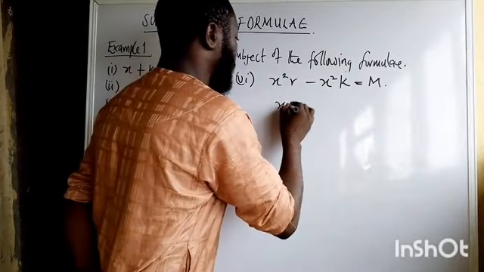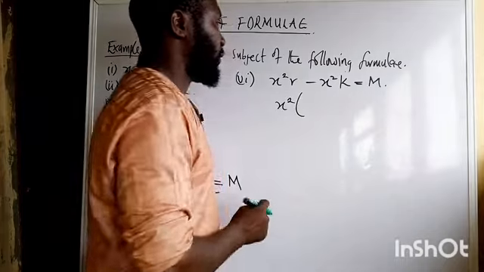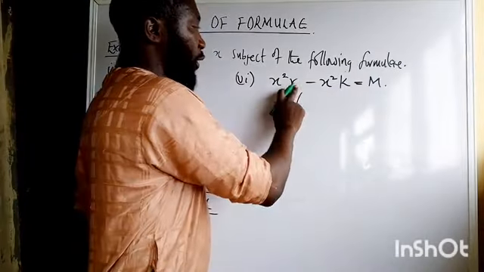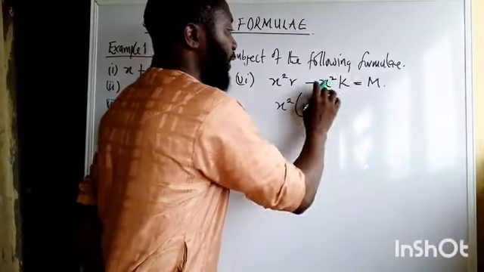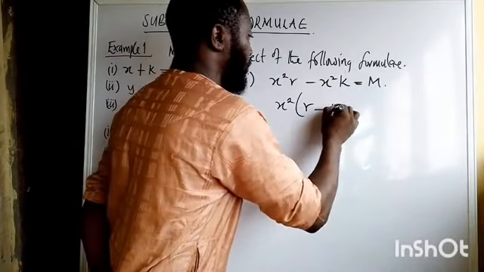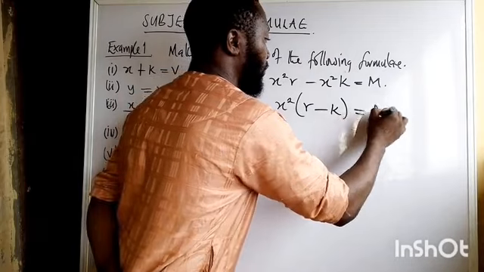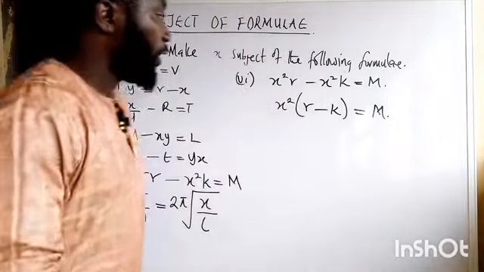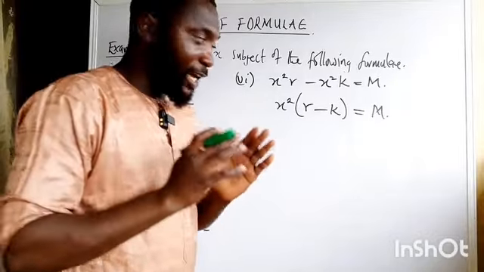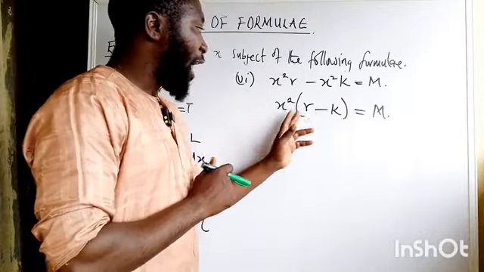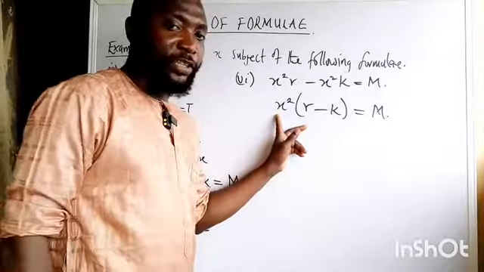So take out x squared, open the bracket. When you divide this by x squared, you have r. Divide this by x squared, you have k. Close your bracket equals m. Now, we have two things attached to x. R minus k is attached to x.